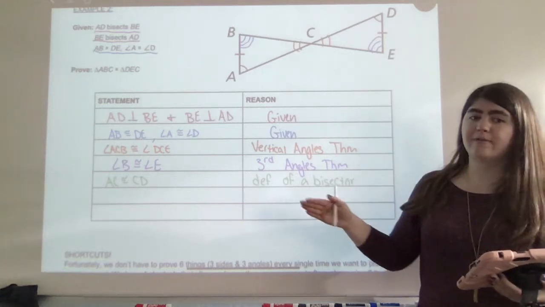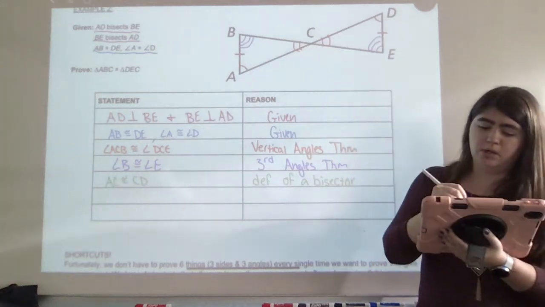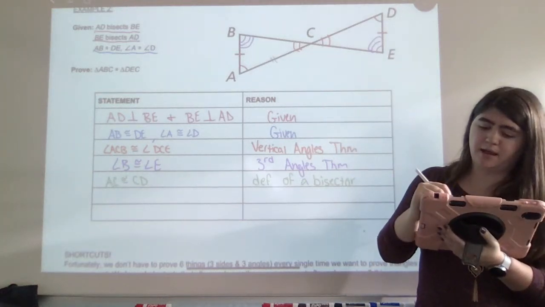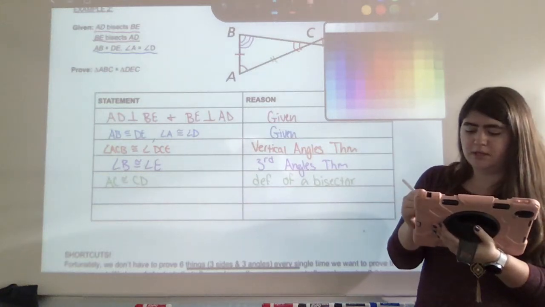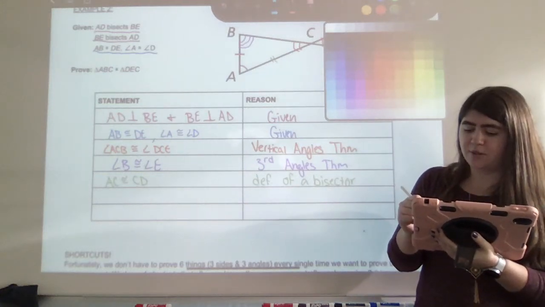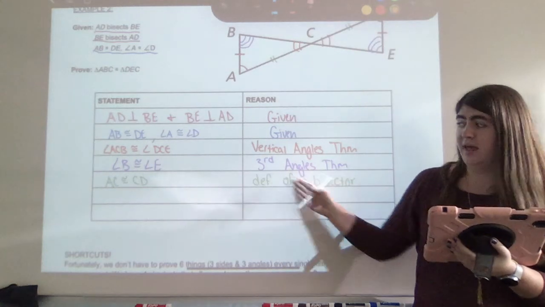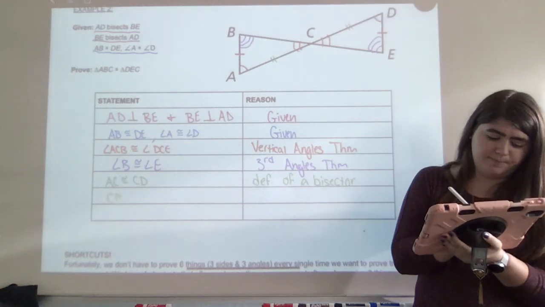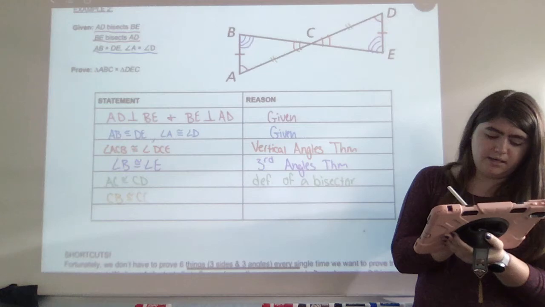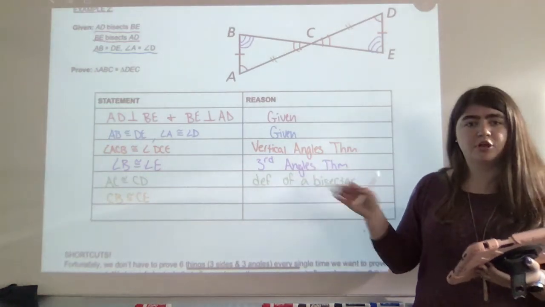Alright, so if AC is congruent to CD for that reason, and we know that both sides are intersecting each other, then we actually know the next line already because it happens to be the same as this line. It's just on the other sides. So I now have CB is congruent to CE, and I know that because, again, definition of a bisector.